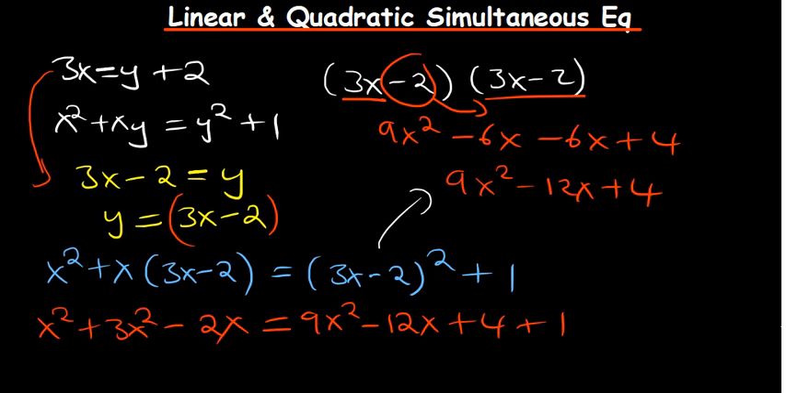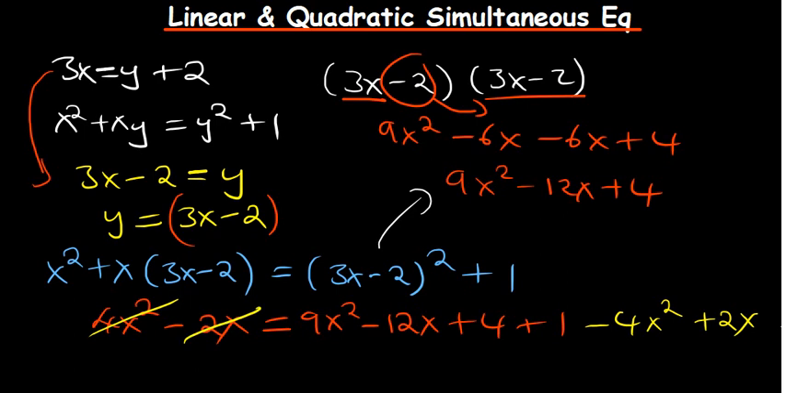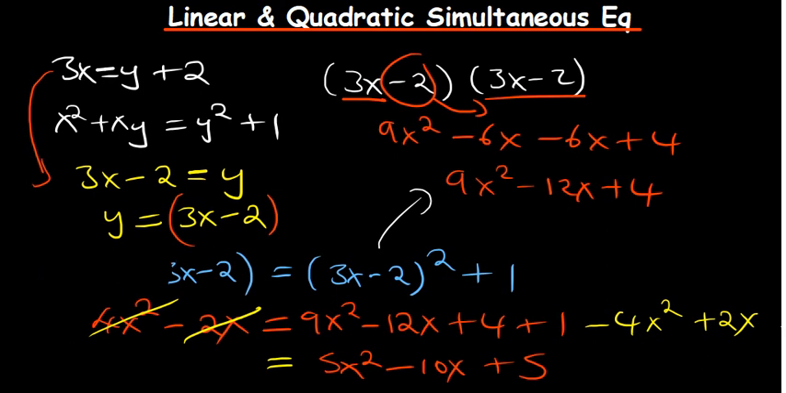So you are going to have 4x squared, right? So 4x squared. And then we can add negative 4x to both sides. So negative 4x squared. And then you can also add the positive 2x as well, just to ensure that these ones get to subtract from the other side. So we have 9 minus 4 gives us 5x squared. Negative 12x plus 2x is a minus 10x. And then 4 plus 1 is just 5.